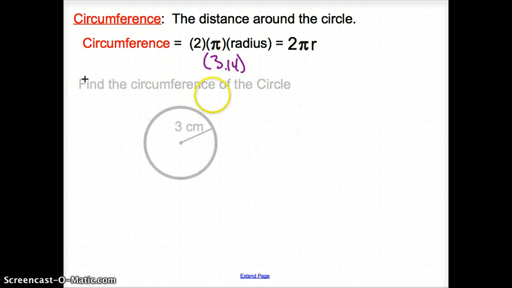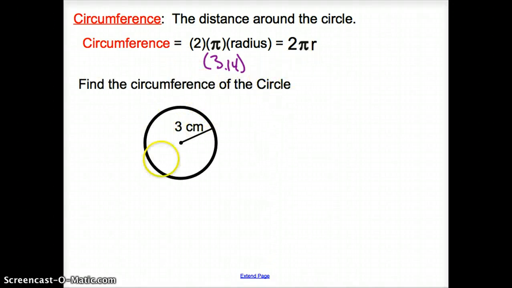So let's try a problem. Find the circumference of this circle. Well, we have our formula, which is 2 pi r, so I'm going to use that. 2 is right from the formula. Pi, I'm going to plug in right away, which is 3.14. And now what's our radius? Our radius is from the middle part of the circle out to a side. So we have our radius given to us right there, and so it's 3.